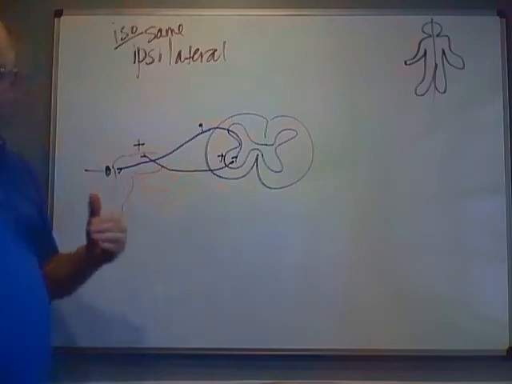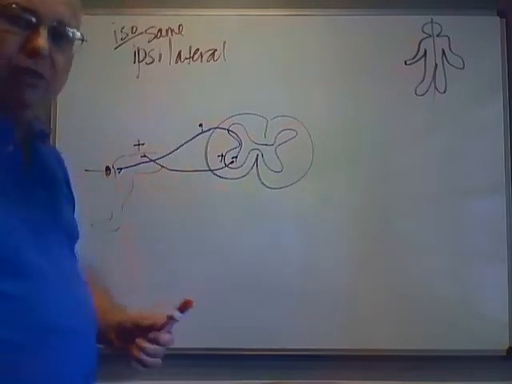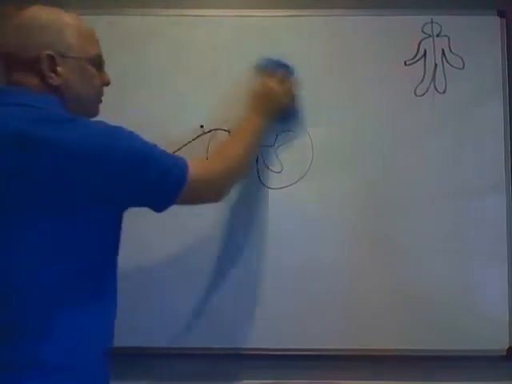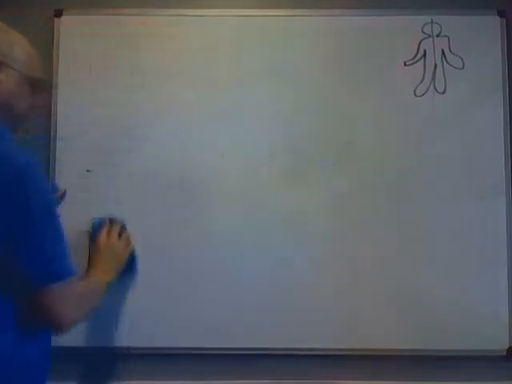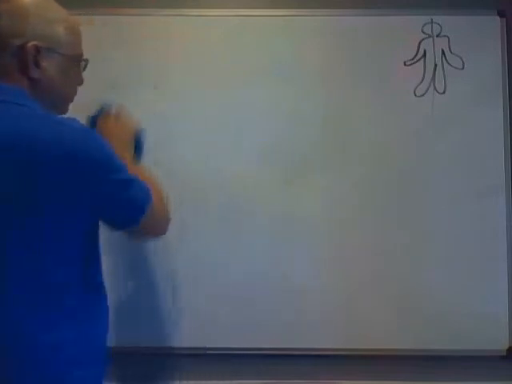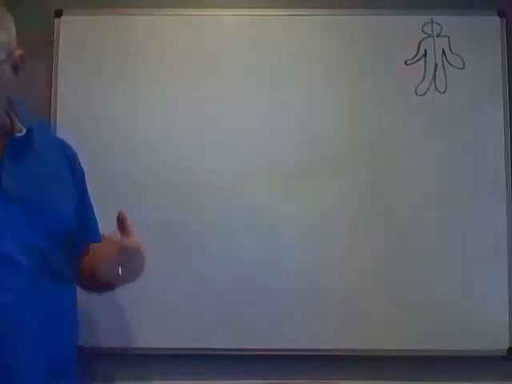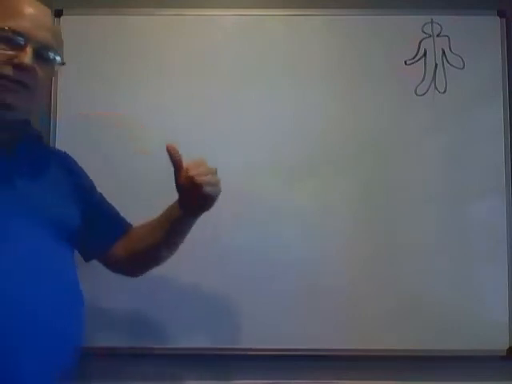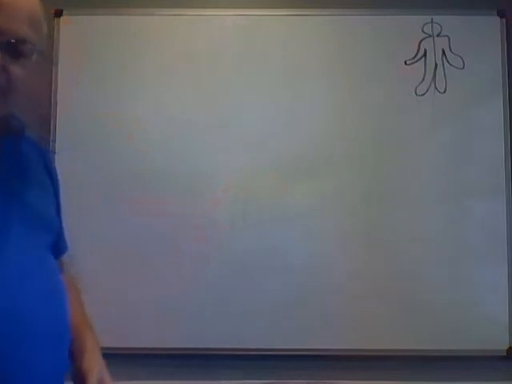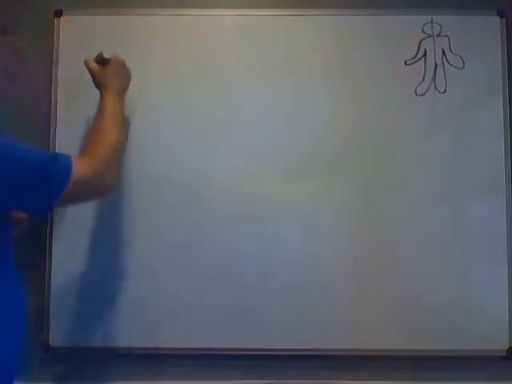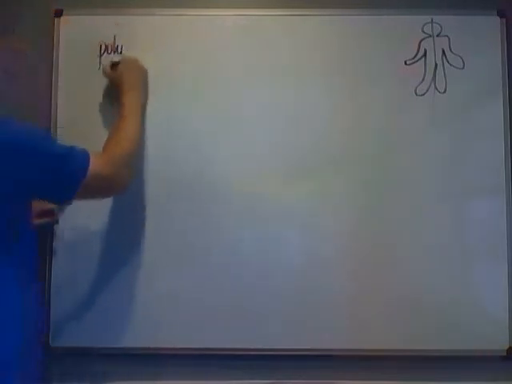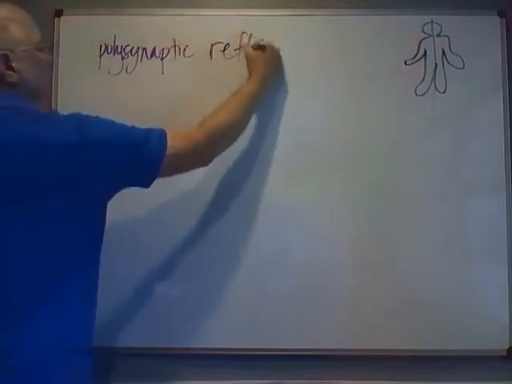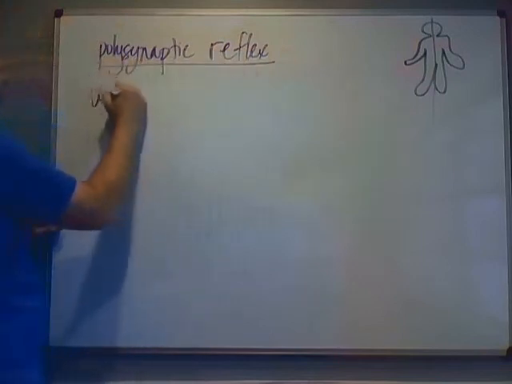Okay. Now, polysynaptic reflexes are where it gets complex. Polysynaptic reflexes can be ipsilateral or contralateral. And let me give you an example. Okay, so I'm going to talk about polysynaptic. And the first example that I'm going to give you of a polysynaptic reflex is called the withdrawal reflex.